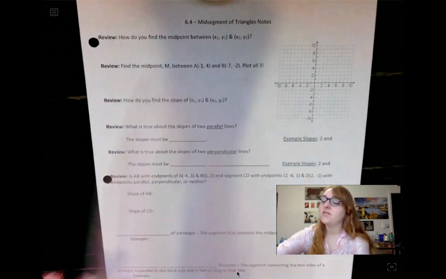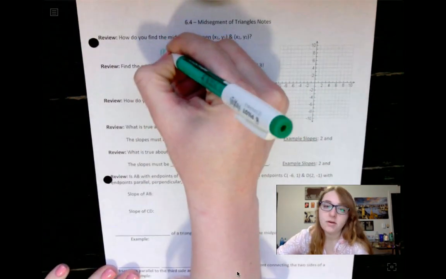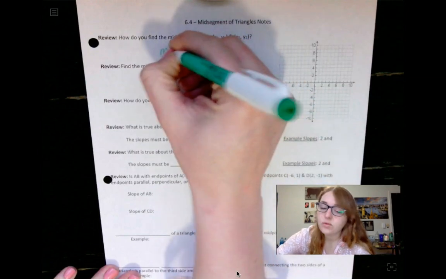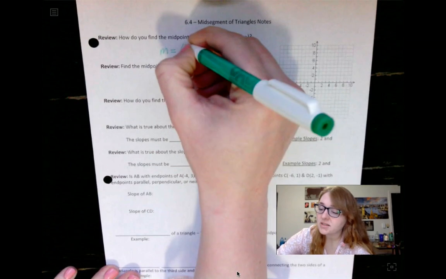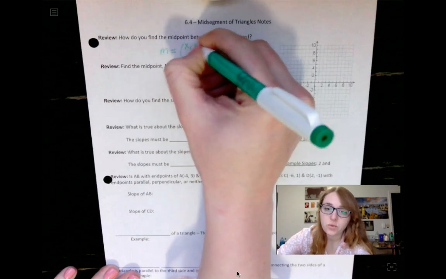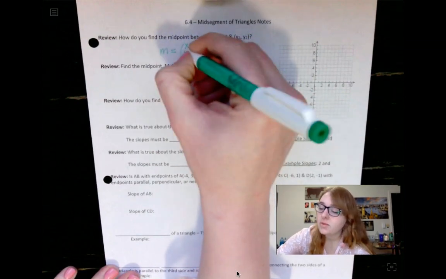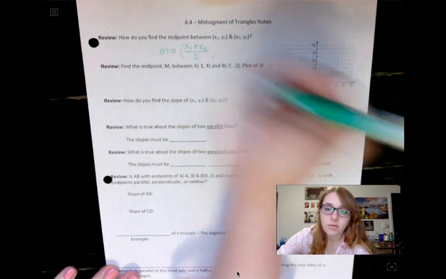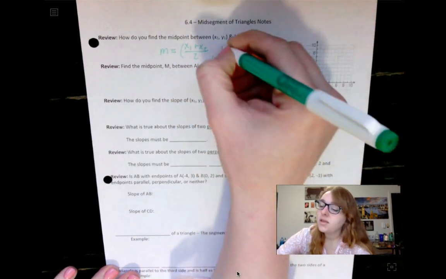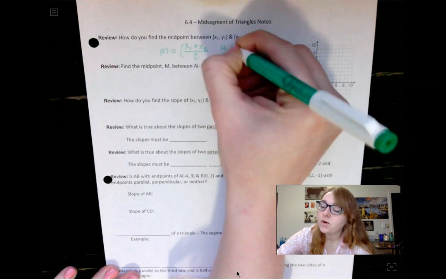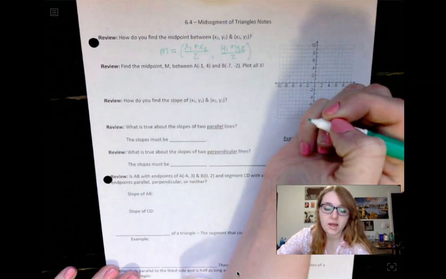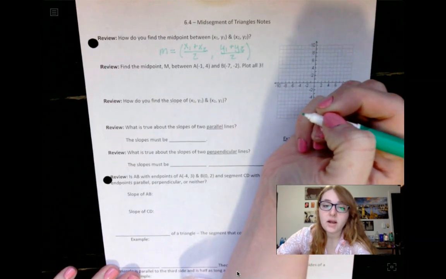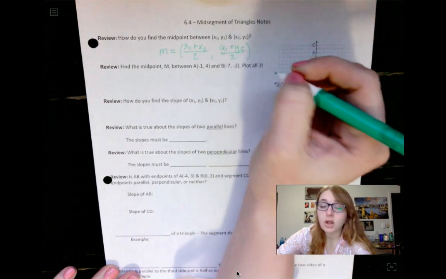The midpoint has a formula, and that formula is m for midpoint is equal to the average or the mean of the x's. So we add our two x's, x1 and x2, and then we divide that by 2, and that will give us our new x. And then same thing with the y's. We add our y1 and our y2, and then we divide by 2, and that will give us our new y.